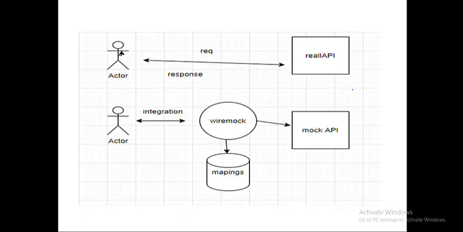So I need to understand that, and I need to create a stub, so that the mock API is ready. WireMock acts as a simulator, and instead of having the real API, I can really test with this mock API.